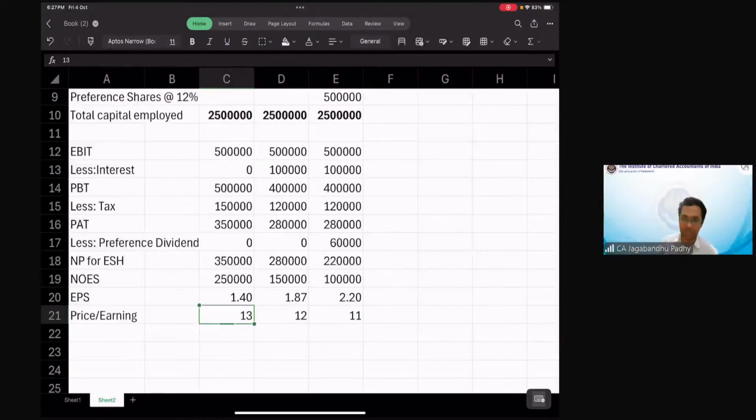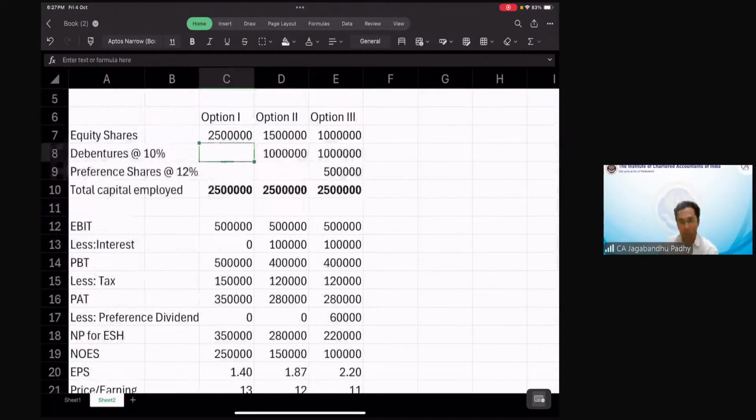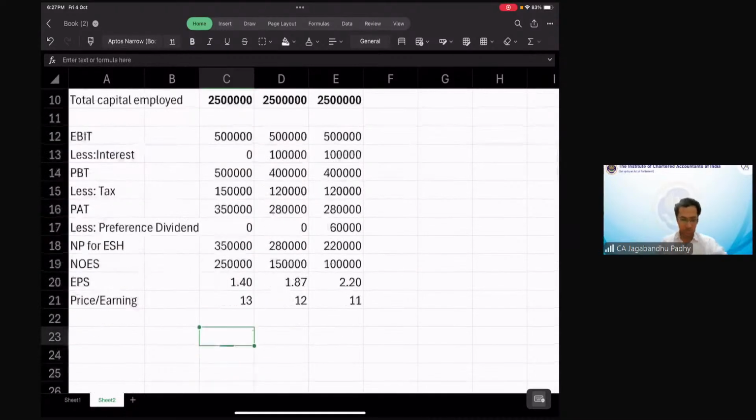Higher P ratio indicates higher confidence, and shareholders are going to have a greater degree of confidence in option 1. So now if I ask you, what is the market price per share?